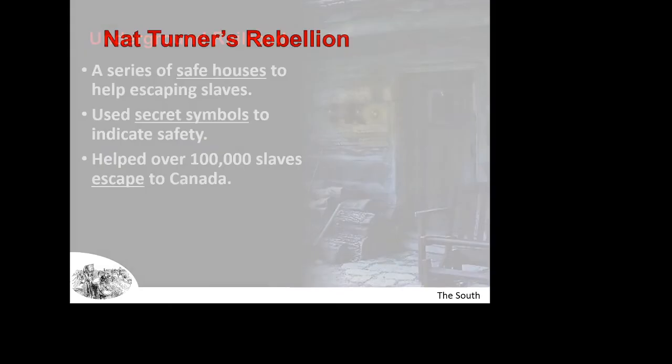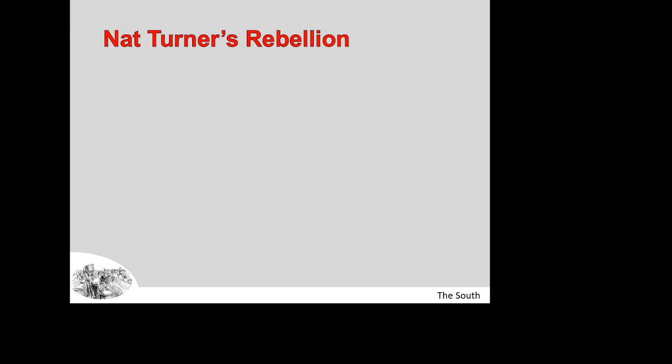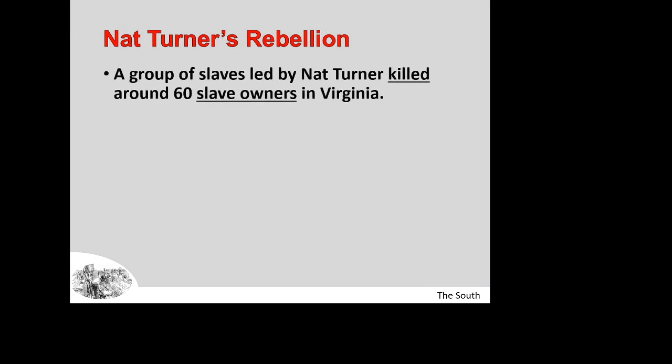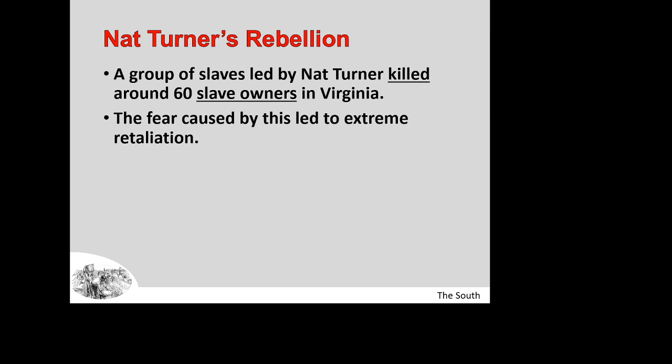The last thing I want to talk about today is Nat Turner's rebellion. Nat Turner was a slave who got together a group of slaves, and they rebelled, and they killed around 60 different slave owners in Virginia. This was very scary for the South at the time, because there were so many more slaves than free men in the South, that if the slaves were ever to gather en masse and actually rebel, there was not a whole lot that the free men could do about it.